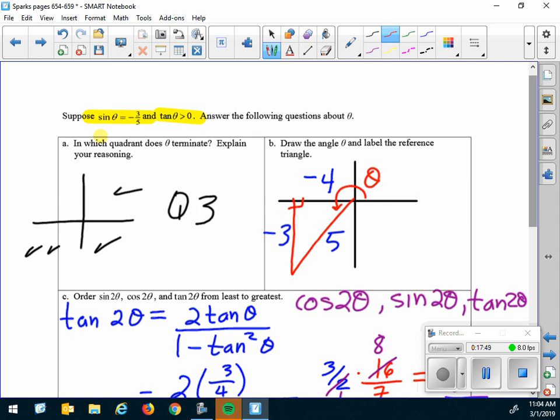The other ones I think are easy to remember, but I do think cosine of 2 theta and tangent 2 theta, you got to think about those a little bit, and sometimes you may just have to go back and derive them again.